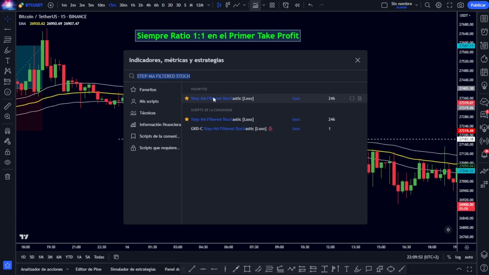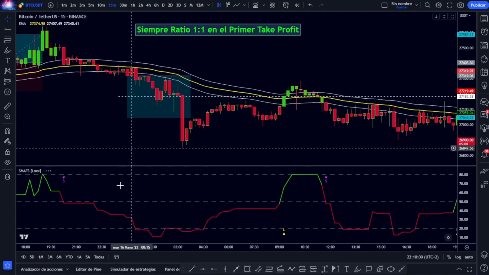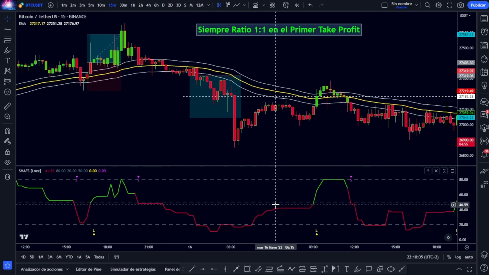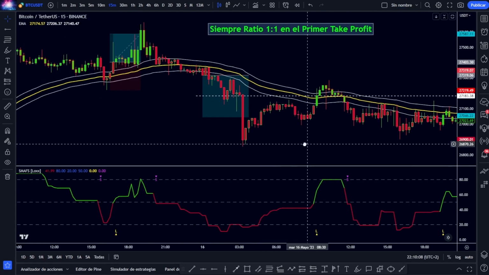Now we will add another indicator, the Step EMA Filtered Stochastic. Click on it and we will see something like this, an indicator that is very simple to read, but that will add much more information to our operations.